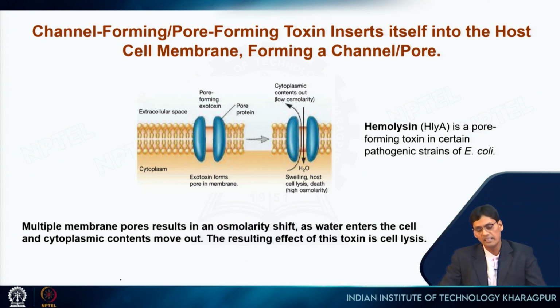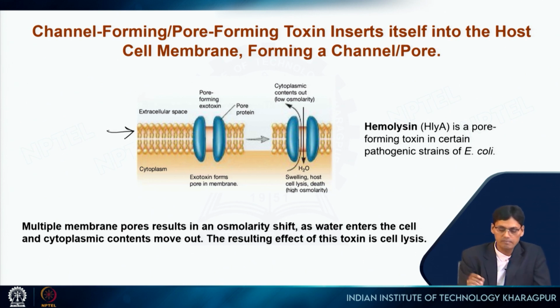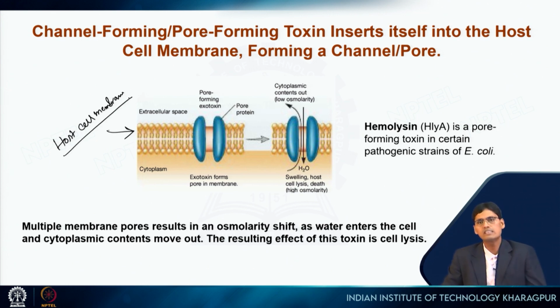And if you see here, another interesting type of toxin, right? So, here channel forming, or you can say pore forming toxin. So, it inserts itself into the host cell membrane, and therefore it forms a channel or pore. So, as a result of that, as you can see, this is the host cell membrane, or lipid bilayer, and it is kind of a continuous layer, right? Some integral proteins are there which are important for physiology.